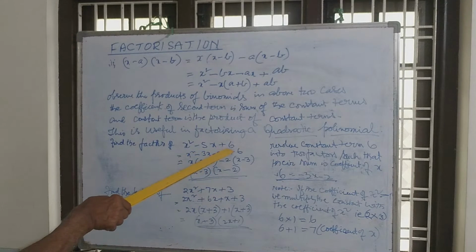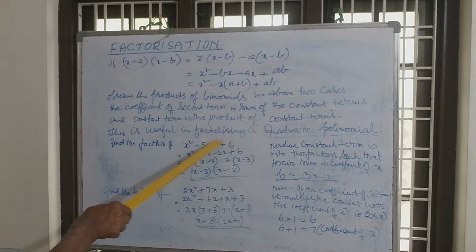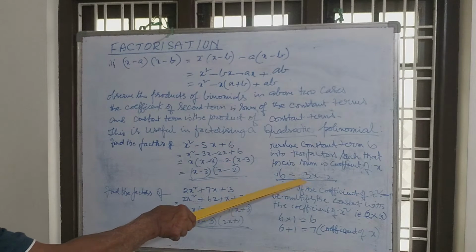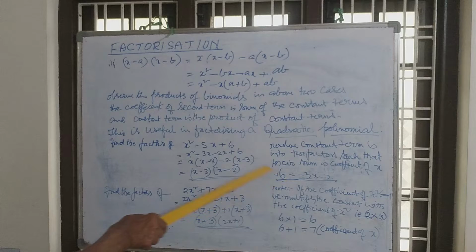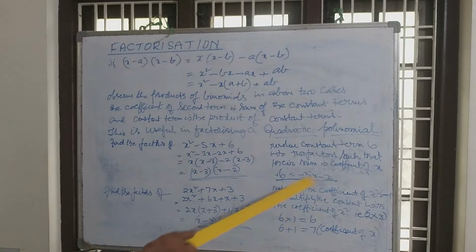You see, 6 is 3 twos are 6, 3 into 2. This is plus 6. Here we have minus 5. So minus 3 into minus 2 is plus 6, and minus 3 minus 2, both add, you get minus 5. So in that way you have to resolve the factors.